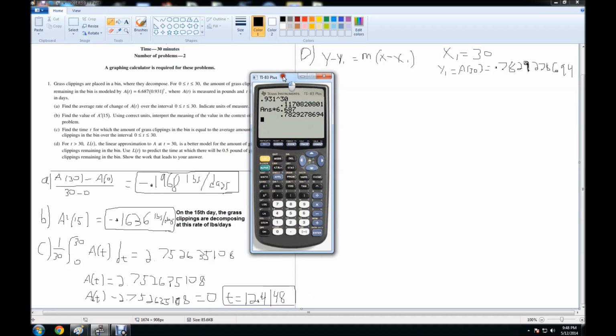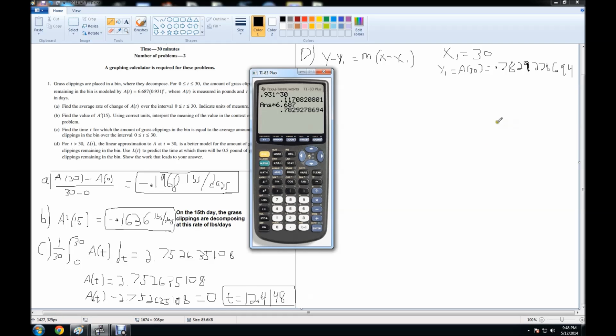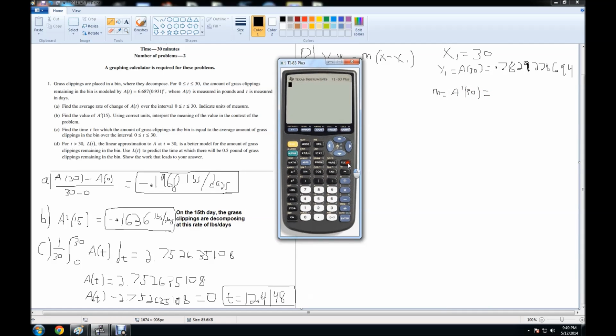Okay, so now we need a prime of 30. So m is equal to a prime of 30, because remember that's our x value. And a prime of 30 is, well, clear, math and derivative of 6.687 parentheses 0.931 close to the power of x close comma x comma 30. The value is negative 0.055976212. That's such a hassle.